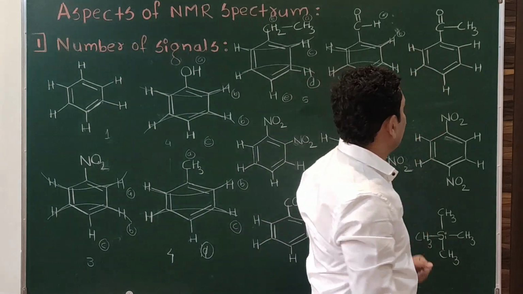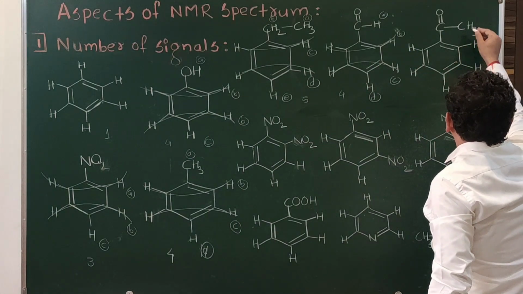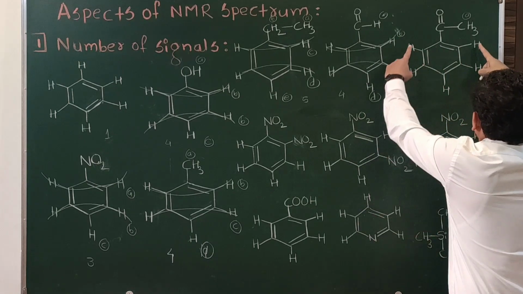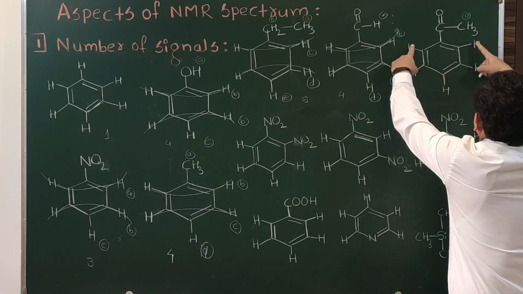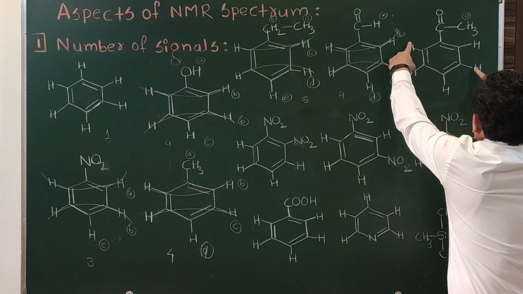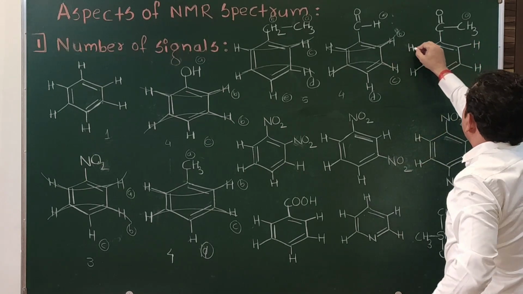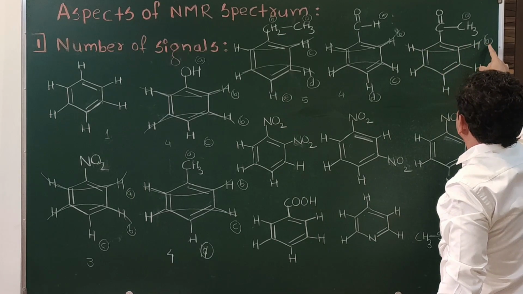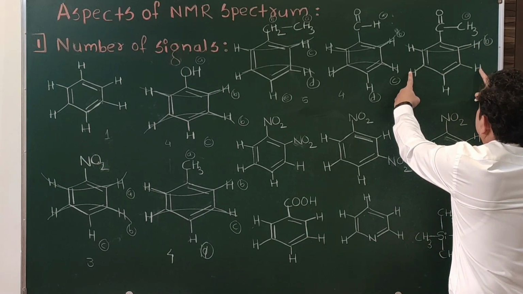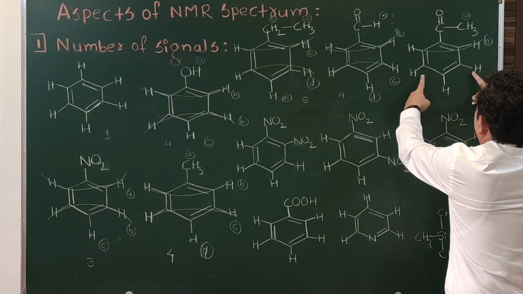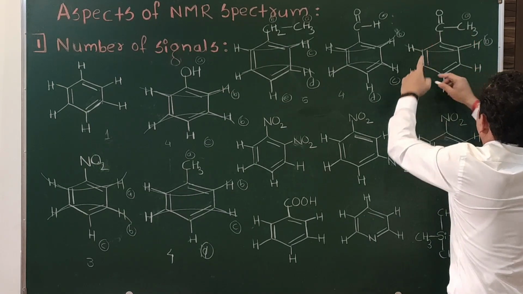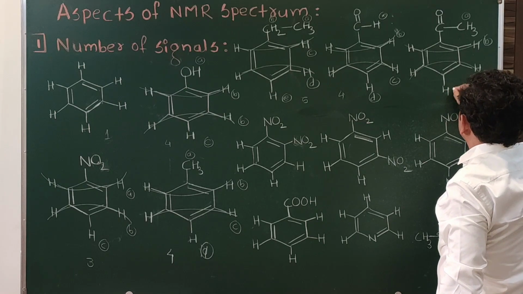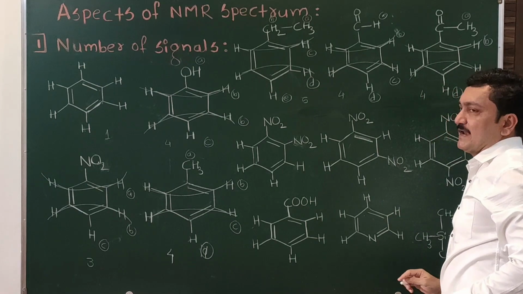Now the acetophenone. How many signals will it give? One for CH3. All 5 aromatic hydrogens are not equivalent. For these two hydrogens, one side is common, the carbonyl, then H, H. The ortho hydrogens have the same chemical environment. They are equivalent, and collectively they will give the same signal. Then the meta hydrogens, we can check their environment: the same environment, so collectively they will give the same signal. Para is the different one. So we are getting a total of 4 signals.